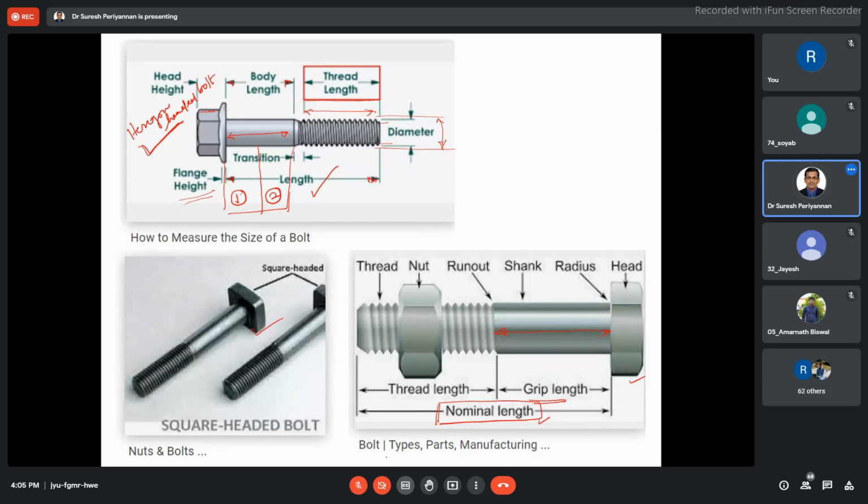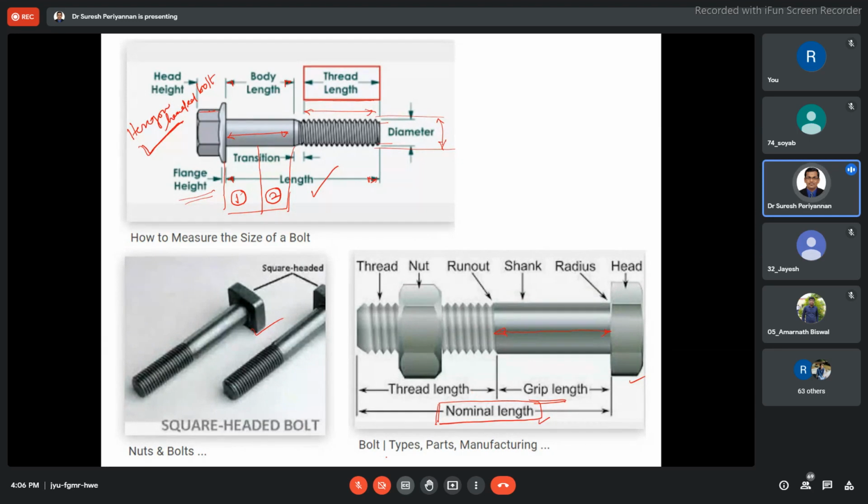Okay. Now the threads are self-locking. Anyway, we will not discuss self-locking as of now; we will discuss it later. But I am telling a few advantages here. The threads are self-locking, therefore the threaded joints can be placed in any position. This bolt and nut we can use at any angle of orientation in the components. And the threaded fasteners are economical to manufacture.